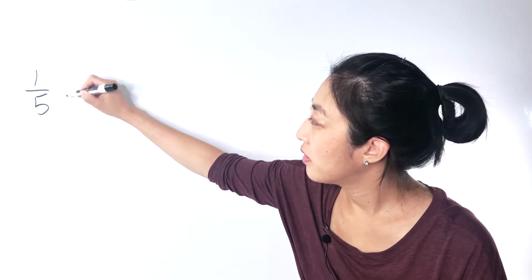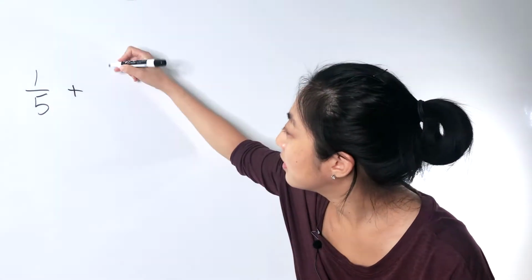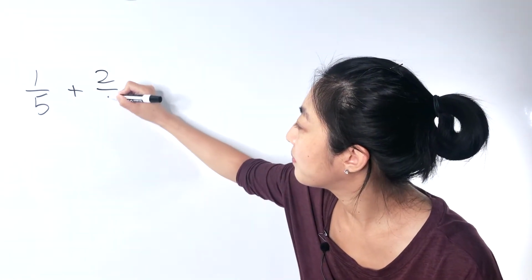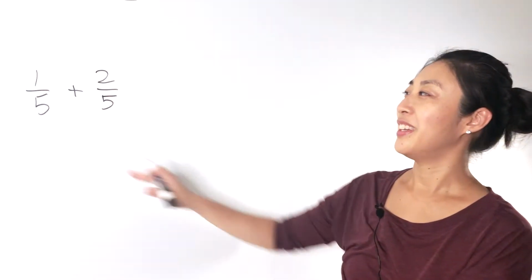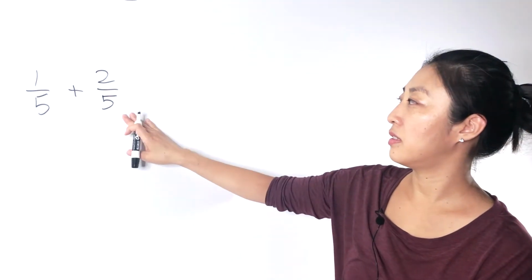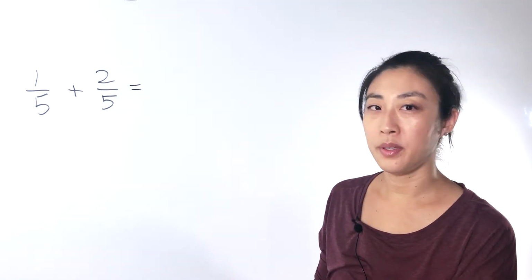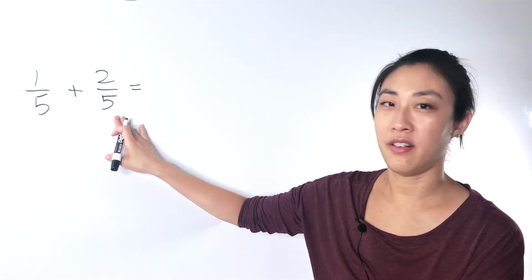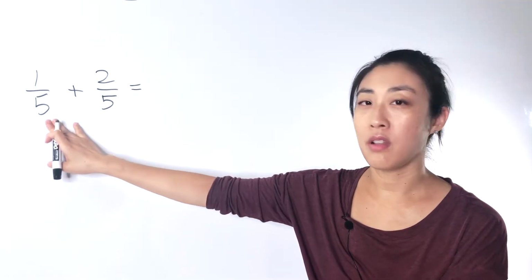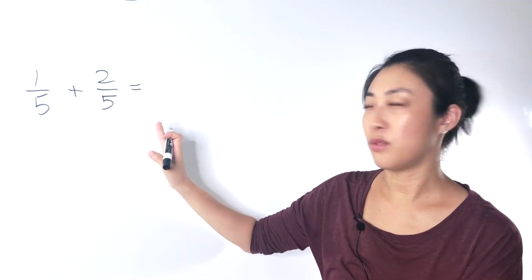So let's do an example. 1/5 plus 2/5. Okay, there we go. So we have 1/5 plus 2/5, and that's our problem. When we look, you notice that both of the denominators are already the same. And as long as the denominators are the same, we can do the addition problem.